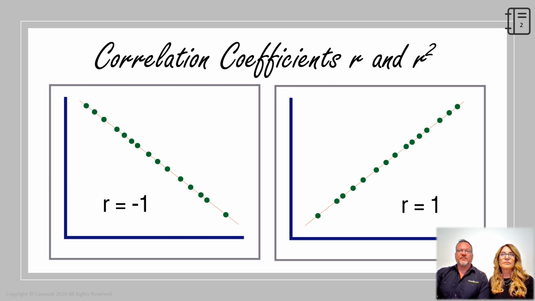R is the strength of the direction of the relationship and always falls between -1 and 1, and it can be calculated in Excel with a simple formula. 1 is equal to a perfect positive correlation and -1 is a perfect negative correlation. The value R tells you if there is a positive or negative relationship between the 2 factors.